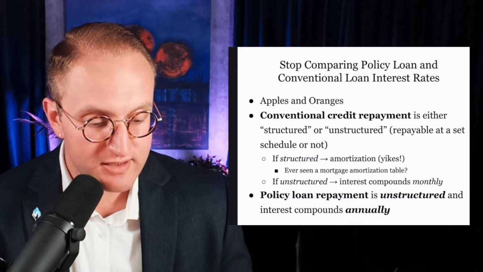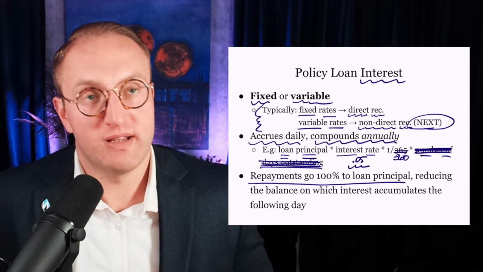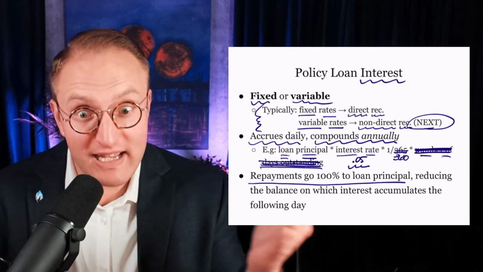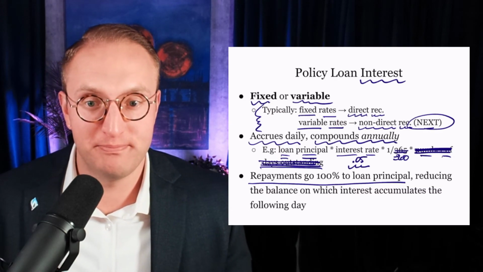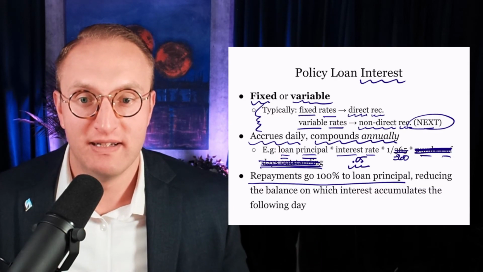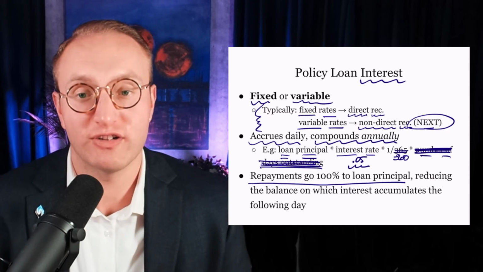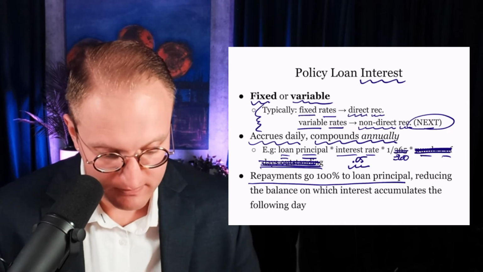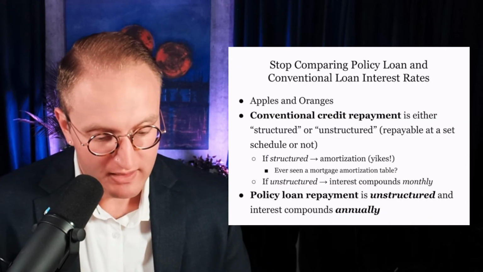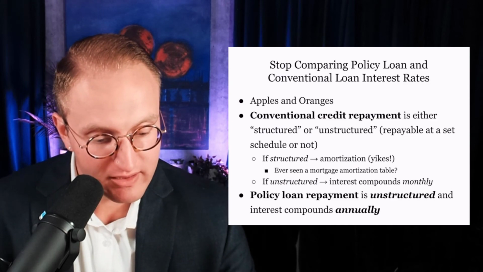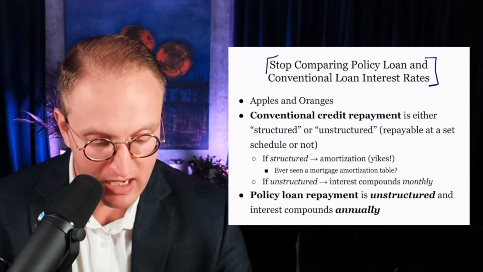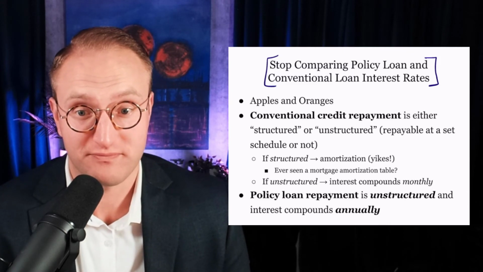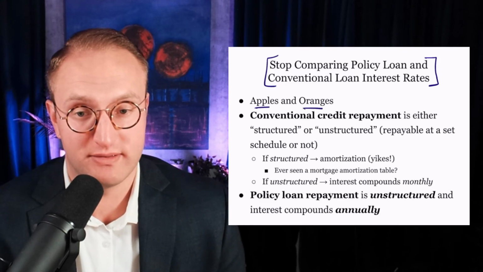I often get questions about what the rate on a loan is. It's like, well, it is what it is. It's what the company says it is. But then I have to explain all this for people to truly understand why policy loans are so efficient and favorable to the policy owner. I go through that to tell you that you really should stop comparing nominal interest rates on policy loans with nominal interest rates on conventional credit. They are apples and oranges.